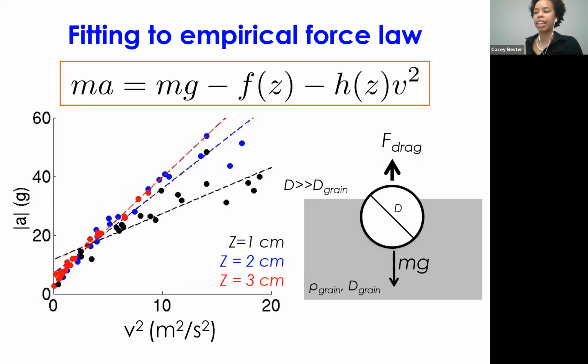And we find that if we look at the acceleration and velocity relationship at different depths, then there is some dependence of both our drag force terms on the depth of penetration of our projectile in the granular media. So the full form of our force law should include a static term, which we refer to as F here, and our fluid-like term, which we refer to as HV squared, where both F and H should depend on the depth in some way.